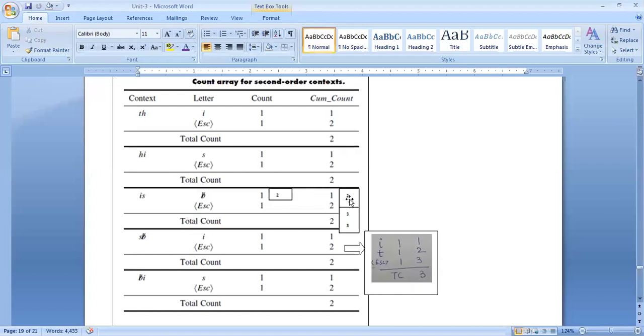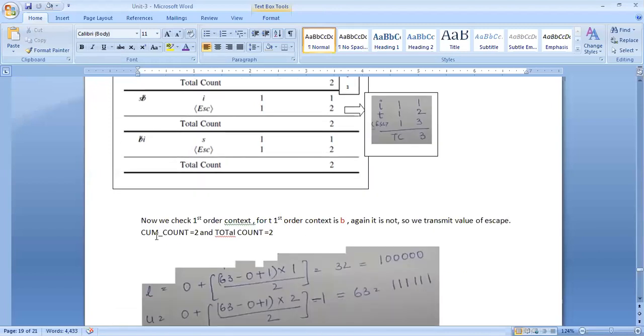So, with the help of this process, we update the second order table. For this update, we take the second order table which was updated when we encountered B cross, meaning the table with updated values, not the original one. So after updating this table, now check the first order context. The first order context is B. After updating the second table, we will check the first order context.